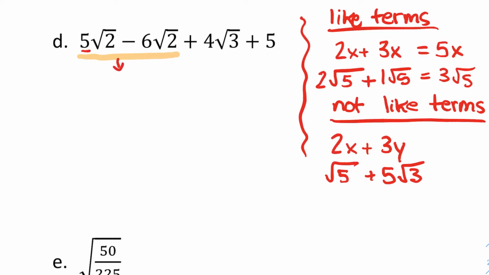So on this one, I can do 5 square root 2 minus 6 square root 2, which would give me negative 1 square root 2. But then my 4 square root 3 and my 5 can't be combined with the rest.